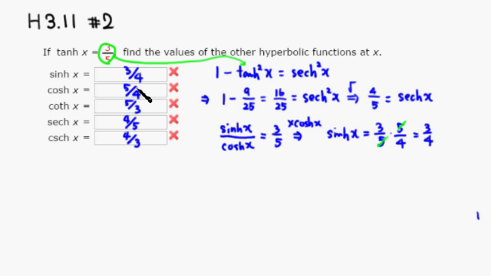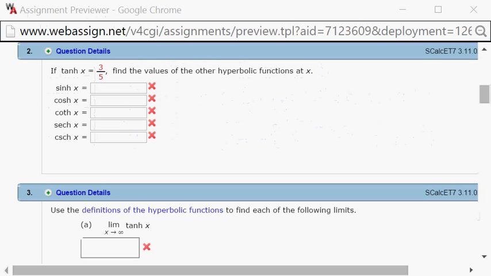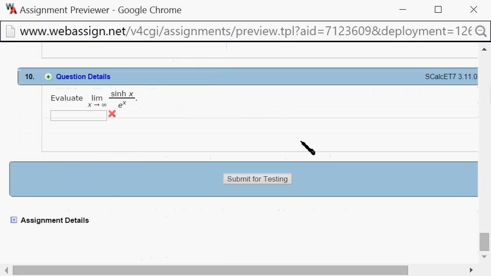All right, so let's type it in. So we got 3/4 here, and 5/4, and 5/3, 4/5, and 4/3. So let's submit for testing.